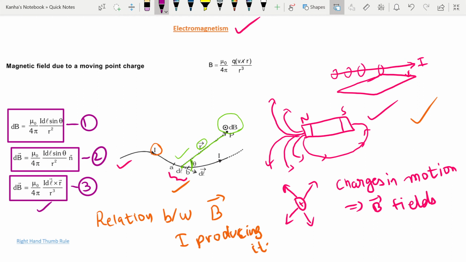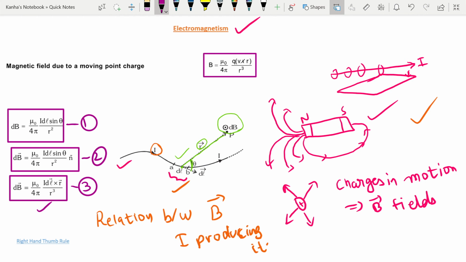The other thing that I should tell you about is the magnetic field due to a moving point charge. So due to a moving point charge, the magnetic field is nothing but mu naught by 4 pi into q into v cross r, the cross product of velocity and the radial vector from that point to another point P, divided by r cube. Okay, so with this done, let's move on to the next thing.